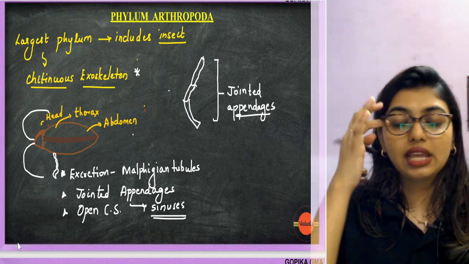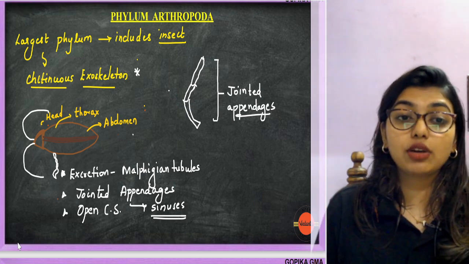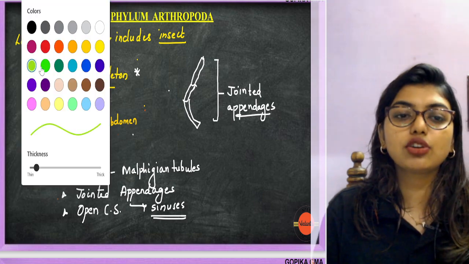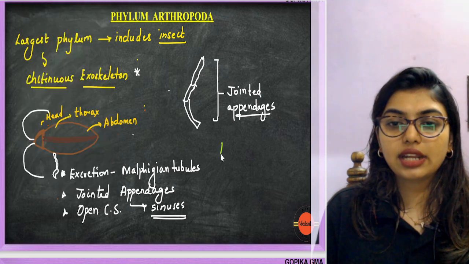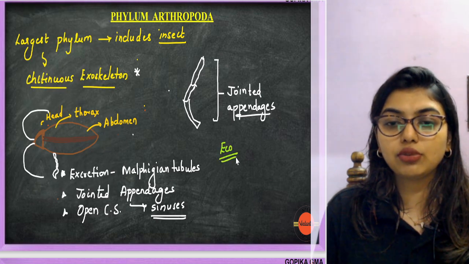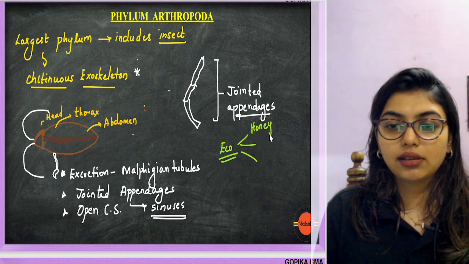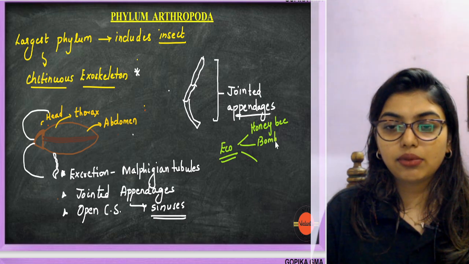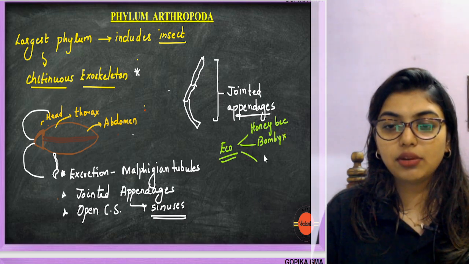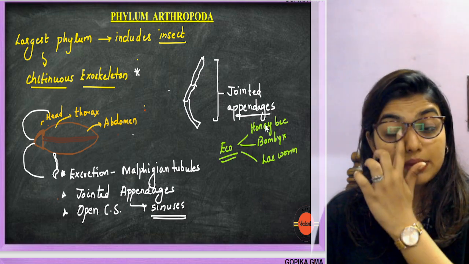Open spaces are there. Now, students, depending on what they do, like are they beneficial to us or not, we have categorization. Economically profitable ones are the honeybee, silkworm and lacworm. Honeybee, Apis indica, you can write.